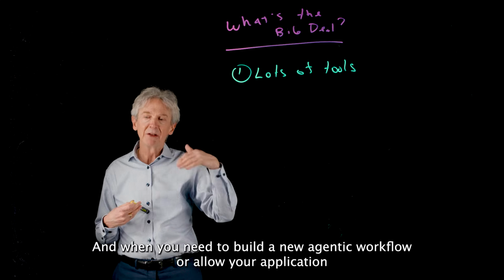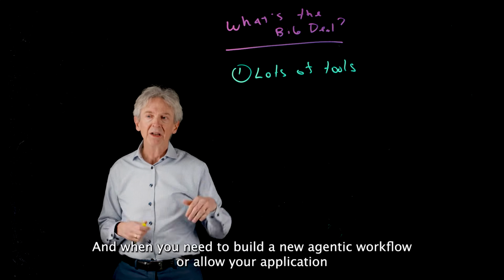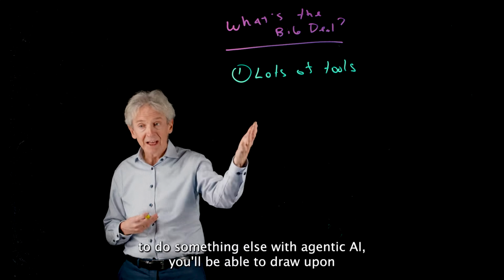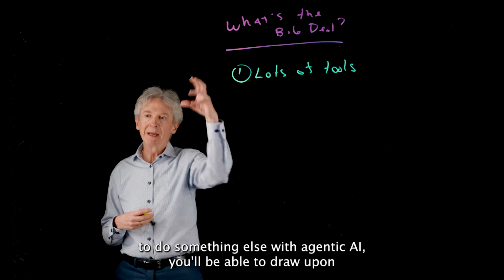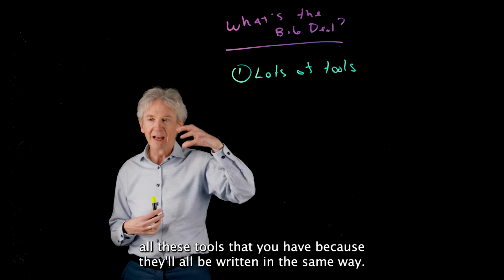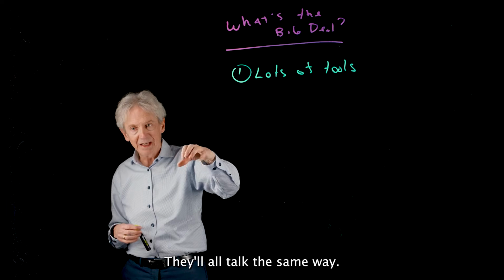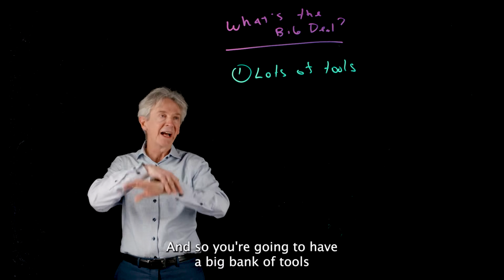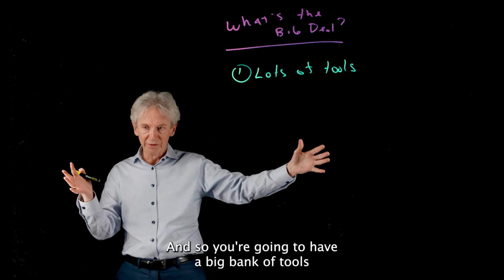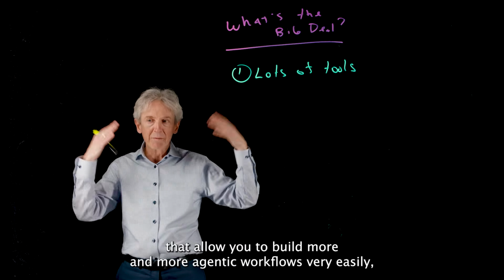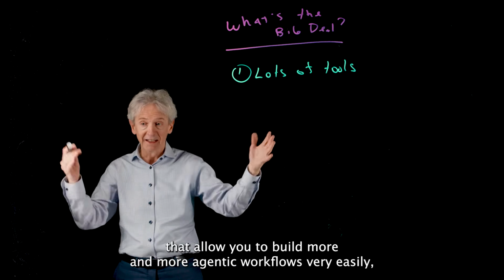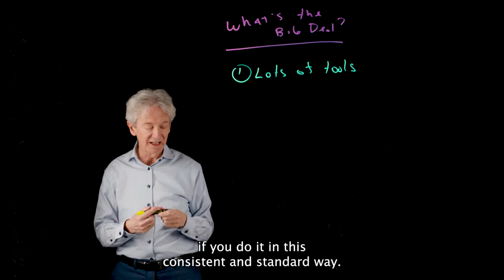And when you need to build a new agentic workflow or allow your application to do something else with agentic AI, you'll be able to draw upon all these tools that you have because they'll all be written in the same way. They'll all talk the same way. And so you're going to have a big bank of tools that allow you to build more and more agentic workflows very easily if you do it in this consistent and standard way.